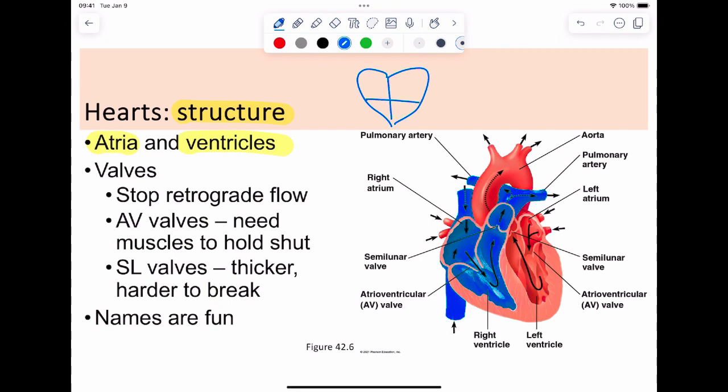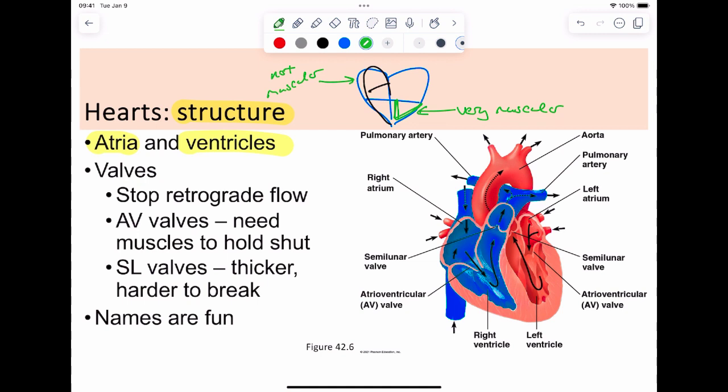You can break it up into four chambers. The top portion that looks like the A is the atrium. The bottom portion that has the V shape is the ventricle. You can tell them apart rather easily. The ventricles are very muscular. The atria are not. Easy enough. How do you tell the right from the left?